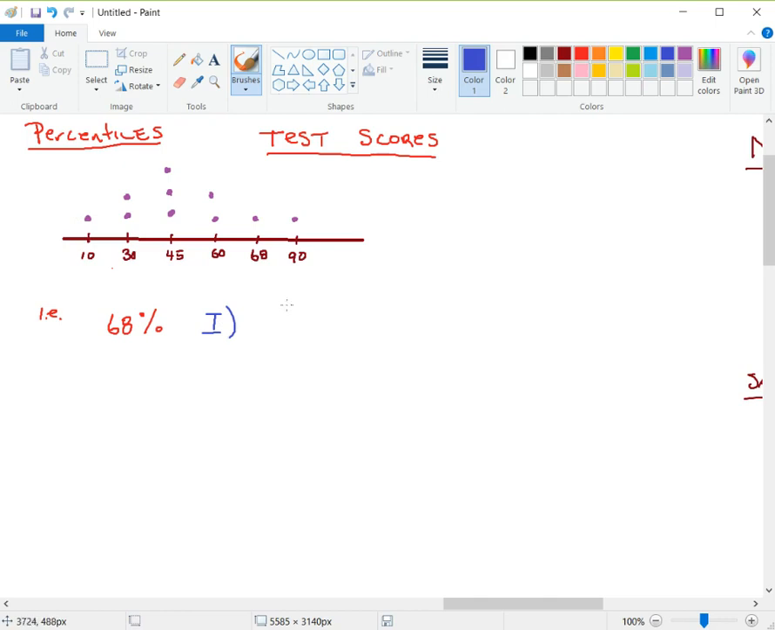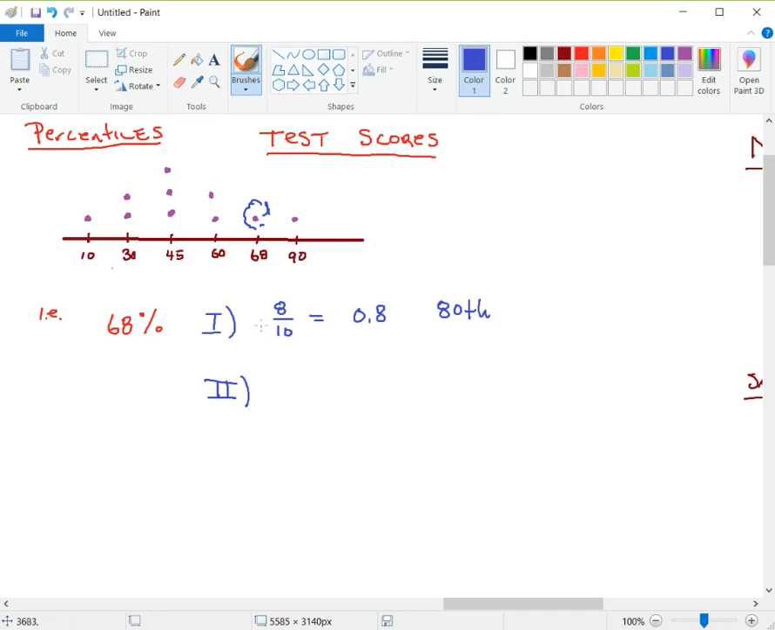So in the first sense, if your score is 68, what percent are below? Well, 1, 2, 3, 4, 5, 6, 7, 8. So 8 out of a total of 10 equals 0.8. So you're in the 80th percentile. Okay, that's one way of looking at it.